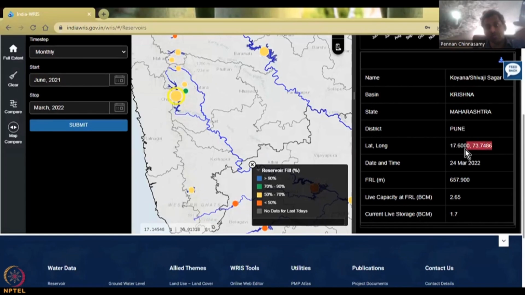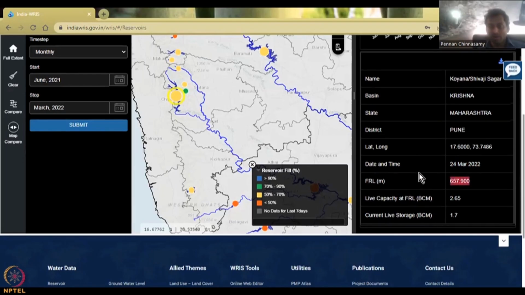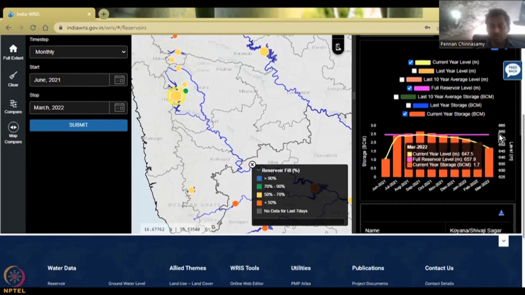The lat long, which is important. See, now it has actually zoomed in and has selected the dam for us. And then when was the date? The last date the data was captured was 24th March, which is 7 days before. And we have the full reservoir level at 657.900. So this is the full level we were talking about, the pink line.